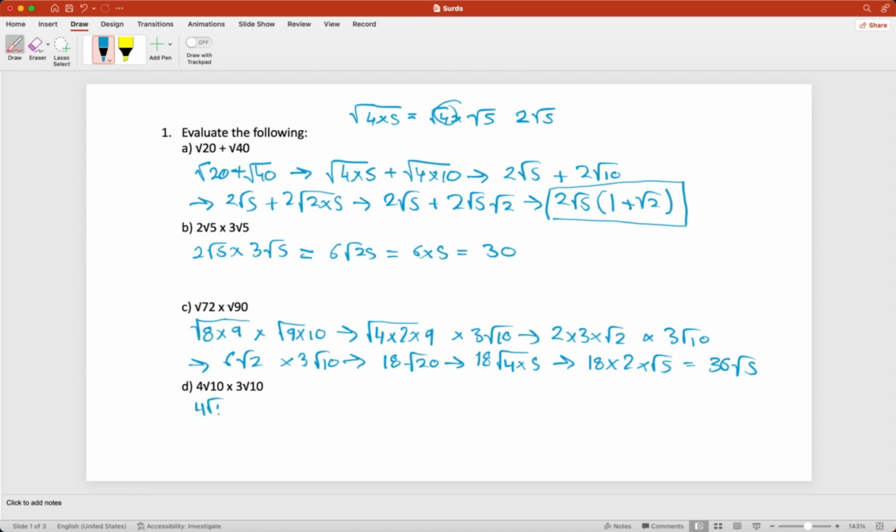4 square root 10 times 3 square root 10. So now, if you multiply two identical surds, they become the number that is square rooted. So in this case, square root 10 times square root 10 will become 10. 4 times 3 will become 12. So 12 times 10. Okay? Square root 10 times square root 10 is 10, and 4 times 3 is 12. So the answer is 120. Next slide.